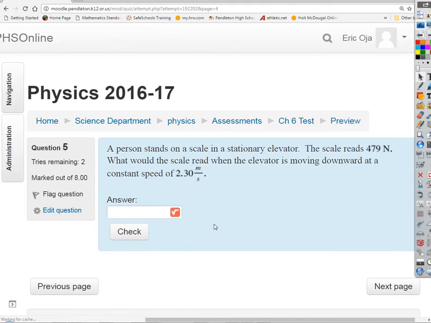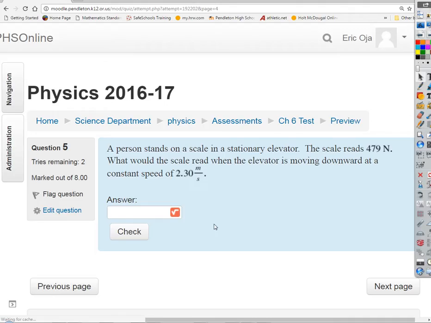A person stands on a scale in a stationary elevator. The scale reads 479 newtons. What would the scale read when the elevator is moving downward at a constant speed of 2.30 meters per second? Same thing. How come? Because it's constant. Okay, good. Let's attach some vocabulary to this.